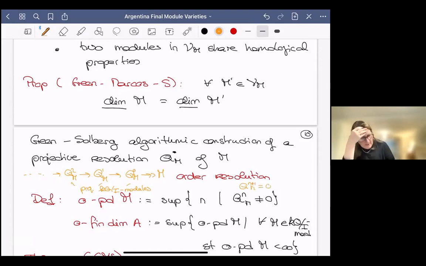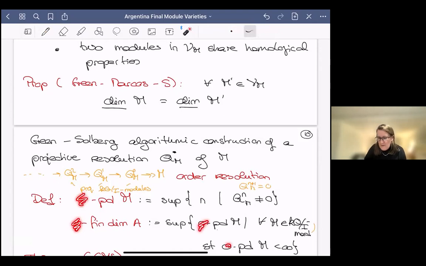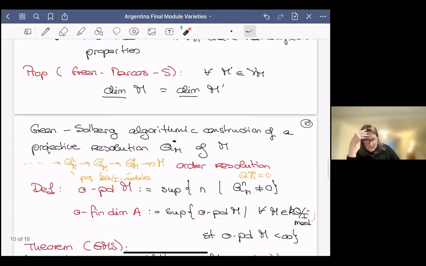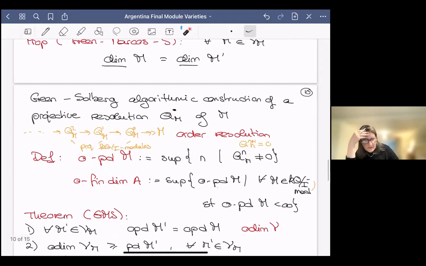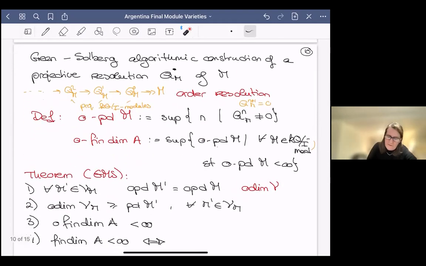Okay, and then we can define the order finitistic dimension to be the supremum of the order projective dimension for all those modules that have finite order projective dimension. So if you just remove the O, then it's exactly the classical homological notions.